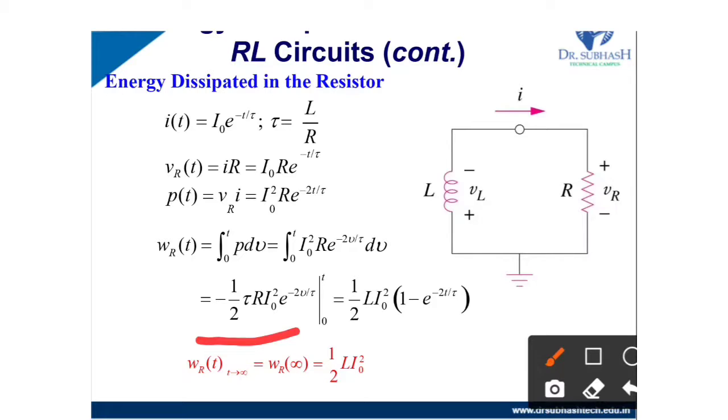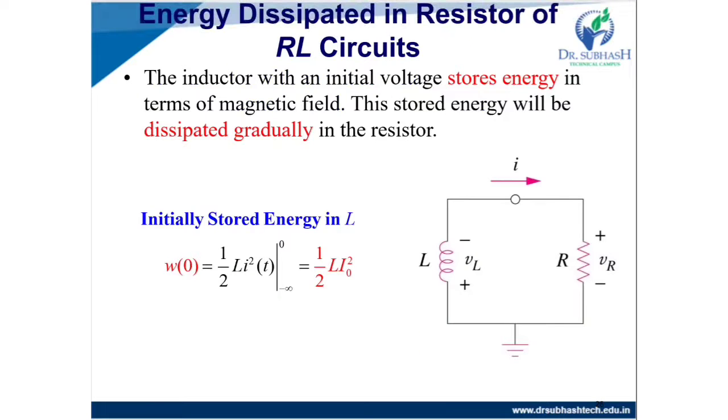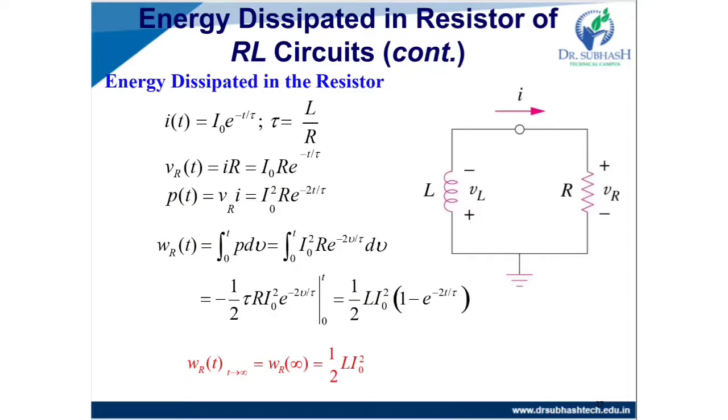So 1/2 L I0 squared in bracket (1 minus e raised to minus 2t upon time constant). So finally we will get energy equal to 1/2 L I0 squared. So this is the actual energy that was initially stored in the inductor. So same as it is.